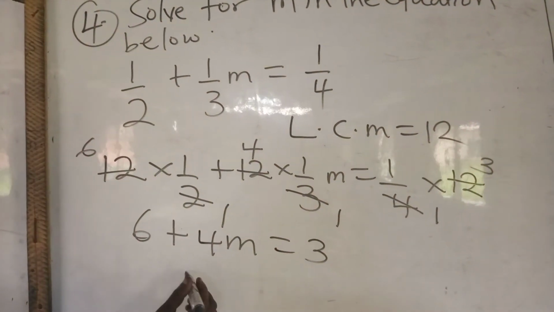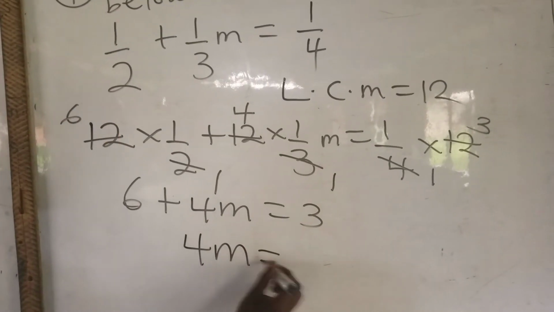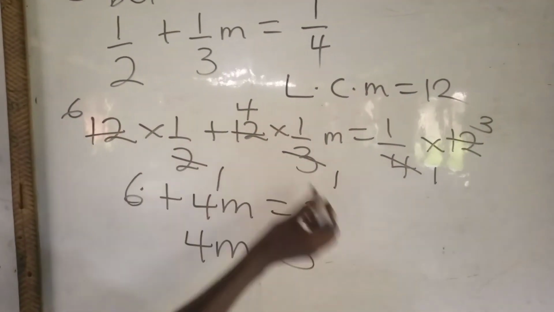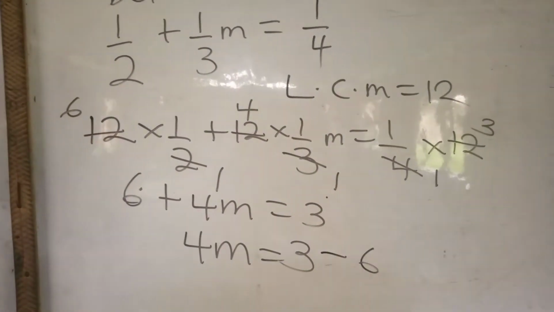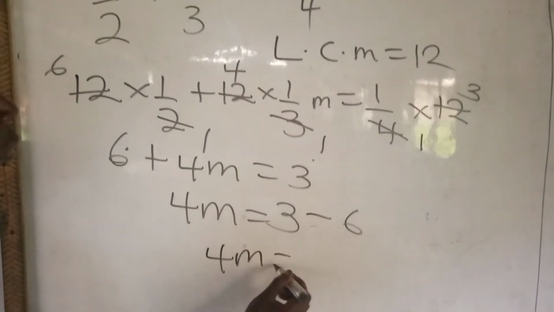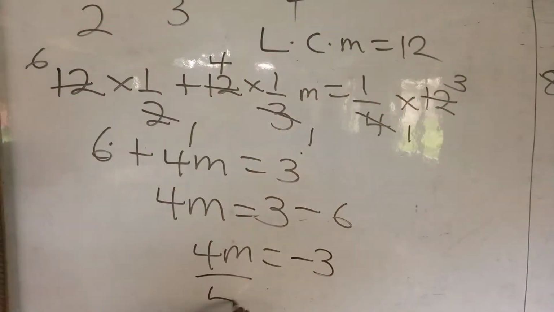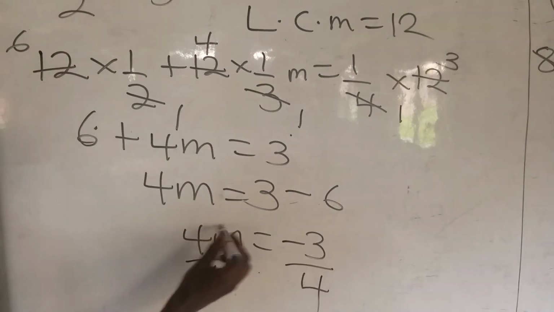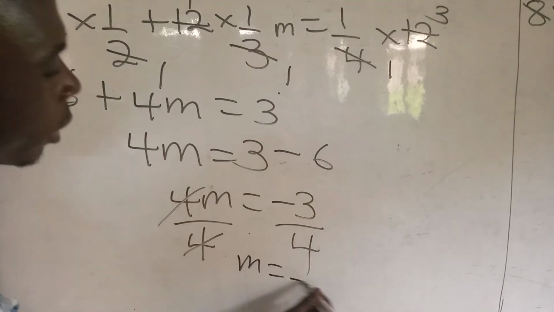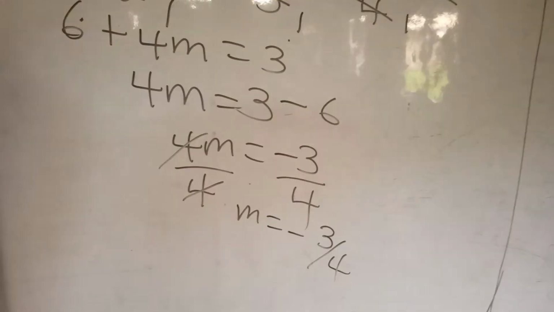You group your like terms. It becomes 4m is equal to 3. Once this crosses the equal sign, it becomes negative. So 4m is equal to negative 3 from 6. So you divide through by the coefficient of m. So m is equal to negative 3 over 4.